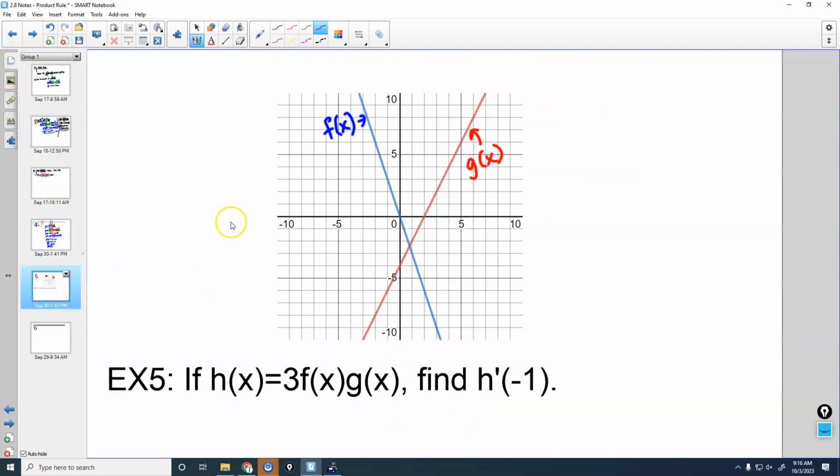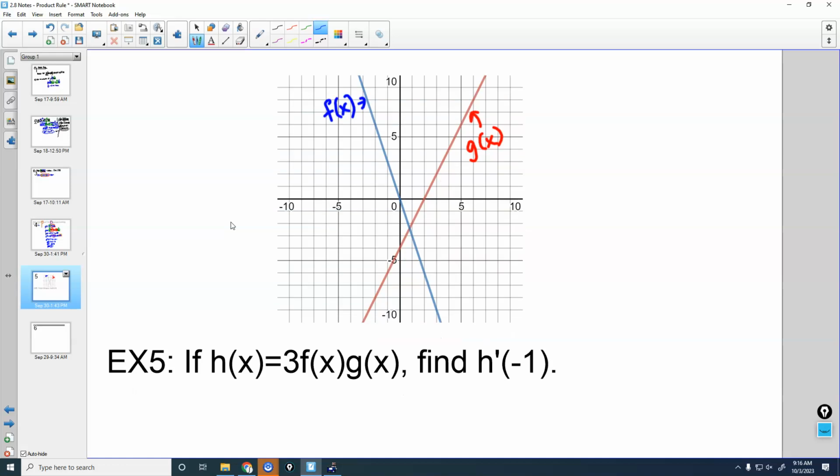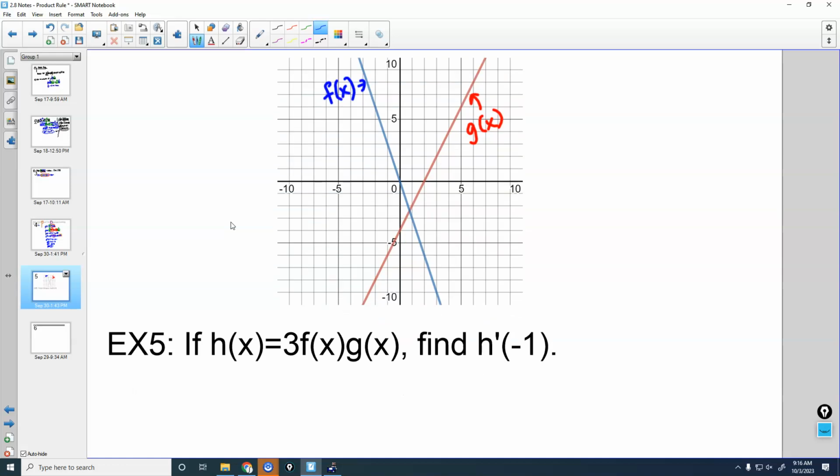All right, we've got one more. All right, so we've got this graph. They've given us f of x and g of x. They're telling us that h of x is 3f of x times g of x. And they want us to find h prime of negative 1.